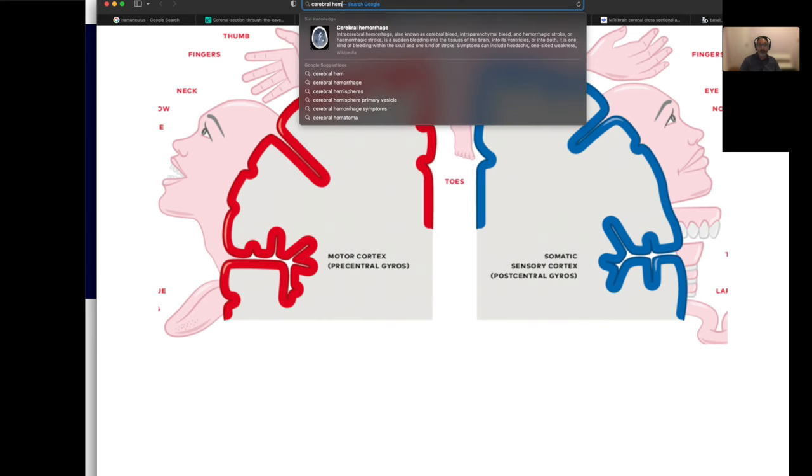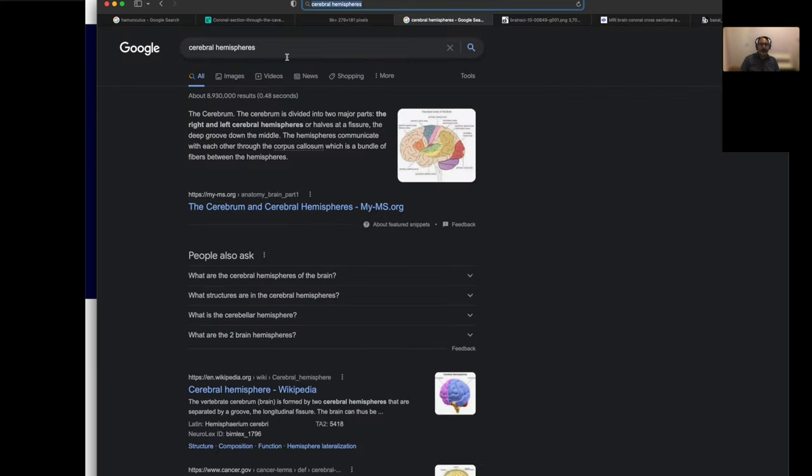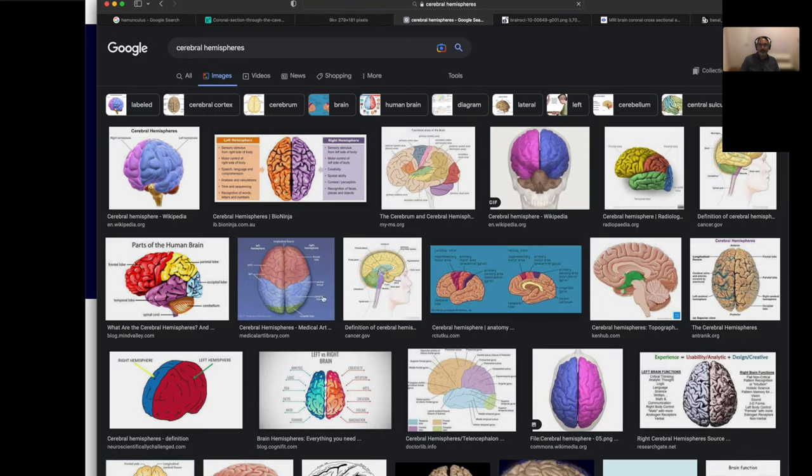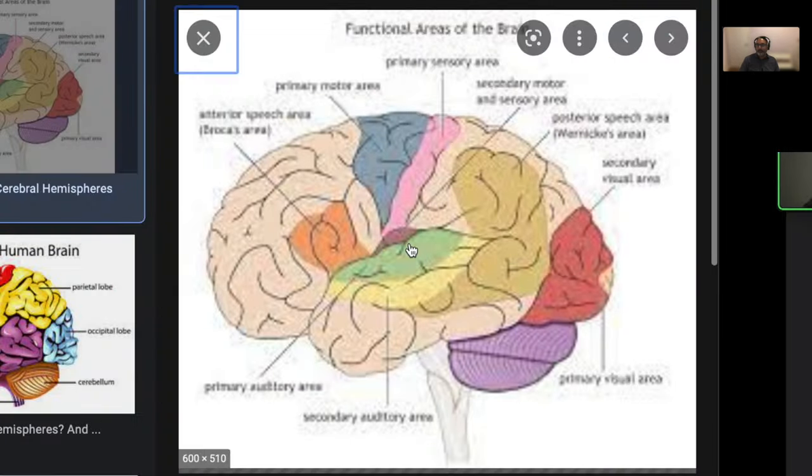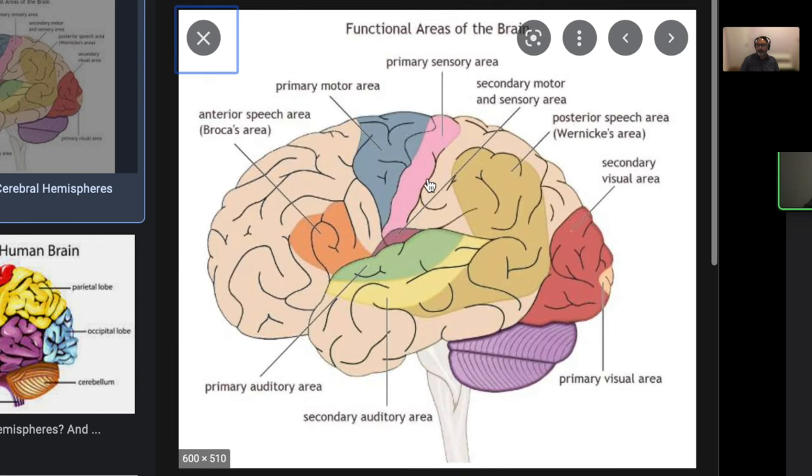Cerebral hemispheres. So if you look at an image here, that's your central sulcus. That's your primary motor area. Oh no, where's the central? That's your central sulcus. It's calling it primary central. So if that's your central sulcus, that's your primary motor area. And if the infarct is here, that's still middle cerebral artery. You just might omit the motor area, but you're still going to get the speech areas.